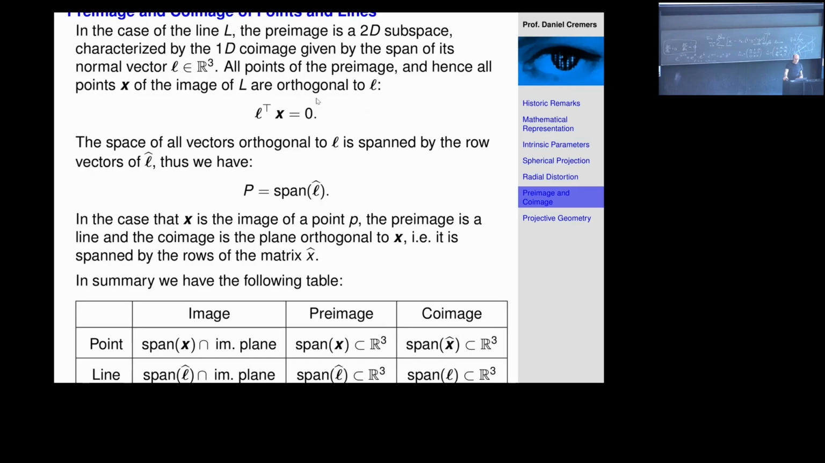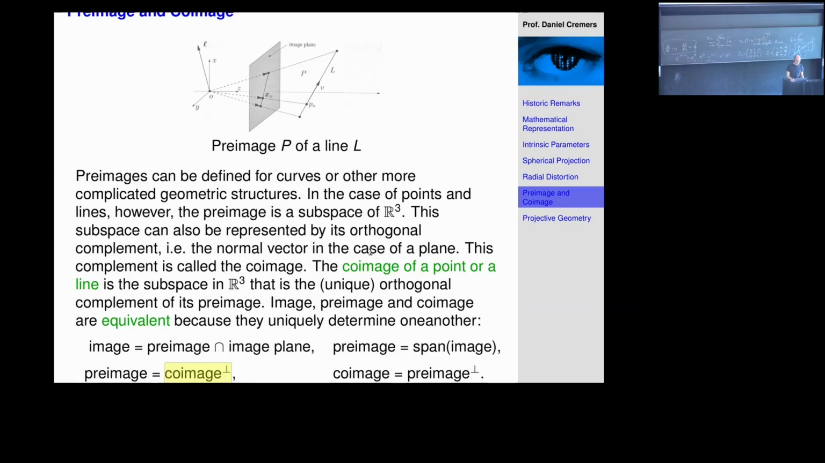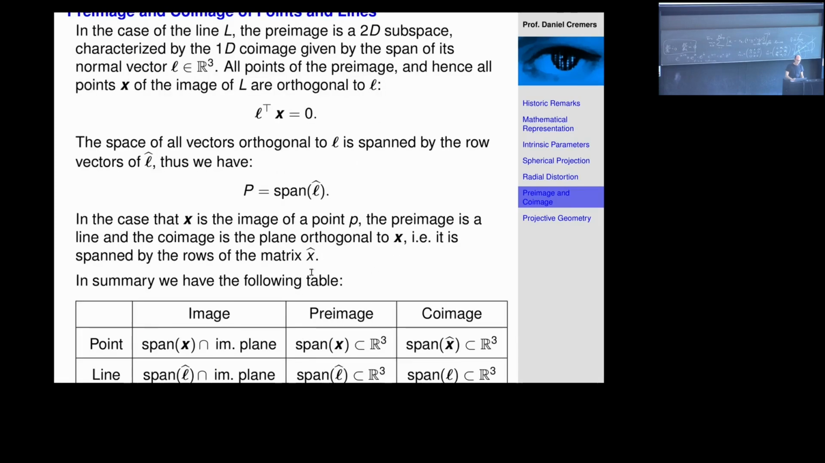In the case that X is the image of a point, the pre-image is a line and the co-image is the plane orthogonal to X. So it is spanned by the rows of the matrix X hat. So this is along the same lines. You see, every time I need to get this complement, the orthogonal complement, I take the hat operator that gives me that. If I have a vector and I want two vectors that are orthogonal to it, then just take the hat operator and that's what you get.